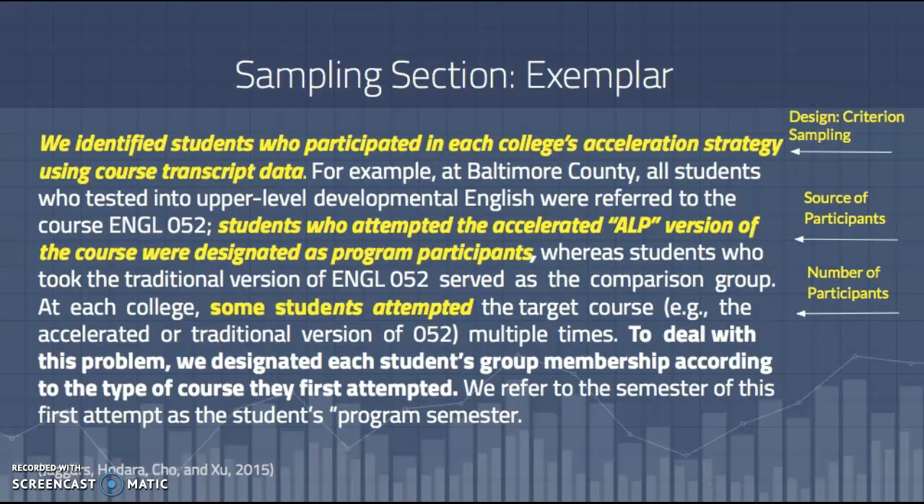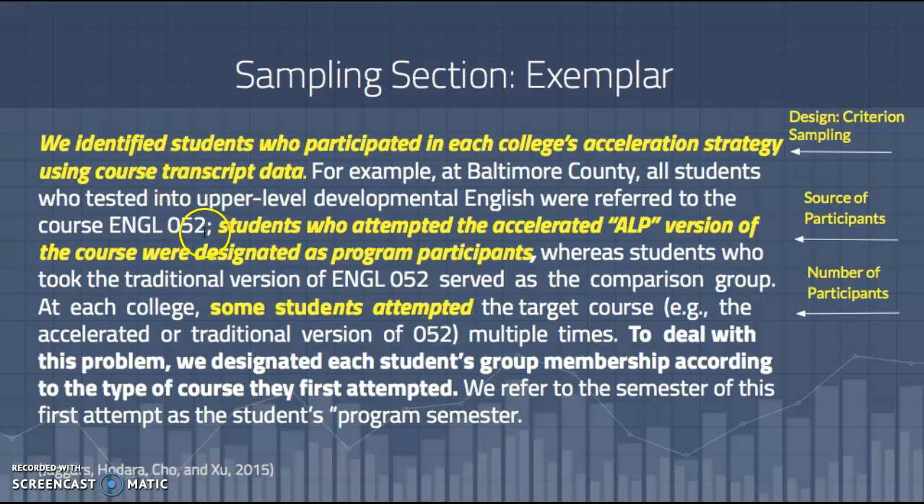So when you're in your sampling section, this is an example of one that I pulled from my research, and this is from the Yager article on accelerated learning. And if you look at the very first sentence, the researchers say that they identified students who participated in each college's accelerated learning program. And they did that using transcript data. So that's an example of criterion sampling design because they only wanted participants in the community college that were involved in the accelerated study.